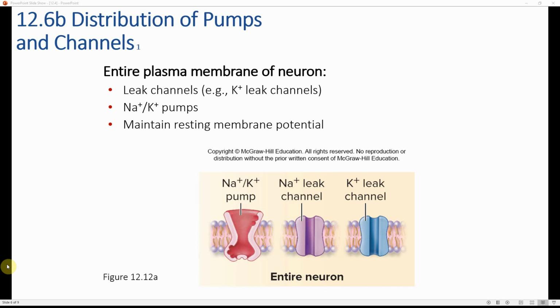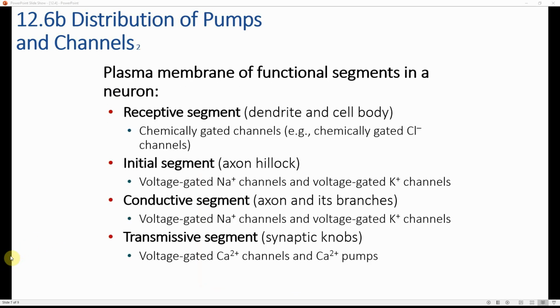Now the plasma membrane of our neuron has functional areas. There's the area that's called the receptive segment, which tends to be the dendrites and most of the cell body. There's an initial segment at the axon hillock, and then we have a conductive segment, which is going to be our axon and its branches, and then the transmissive segment is where we have our synaptic knobs that are producing our neurotransmitter. Each of these areas has specific channels in it.